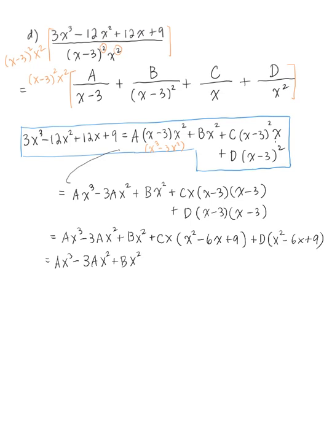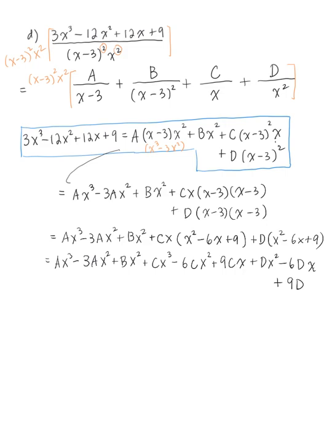And then now let's distribute cx to each term to get cx cubed minus 6cx squared plus 9cx. Now I'm going to distribute the d into that. So you're going to have plus dx squared minus 6dx plus 9d. Dear God. All right. Okay. So now I think everything's been multiplied out. So now let's combine the like terms.